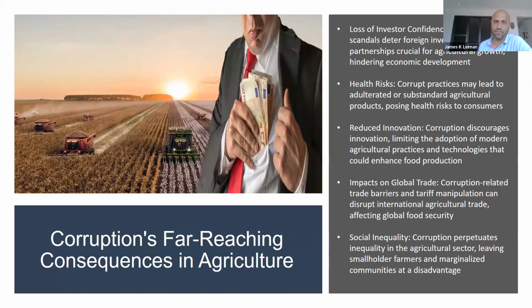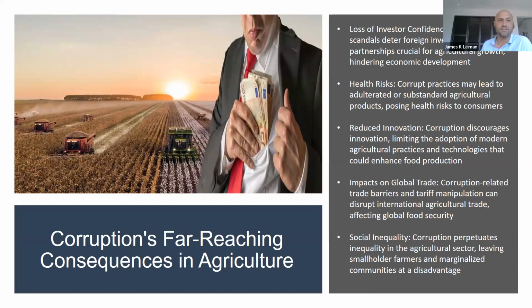It also creates health risks based on the environmental issues that I mentioned, or if they're substandard agricultural products, or if there are products that are fake, or whatever the case is, that could result in mass sickness and illness. Reduced innovation. Corruption discourages innovation, right? Because it limits the adoption of modern practices, and then that naturally impacts, subsequently down the line, food production and then price.